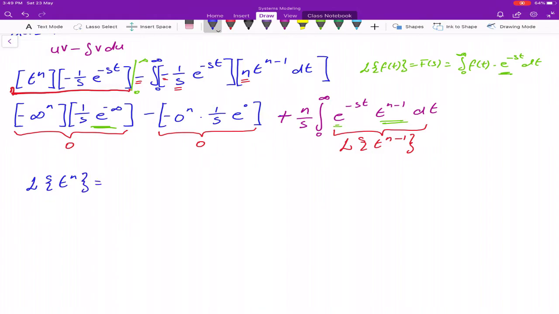It's equal to n over s times the Laplace transform of t to the n minus 1. Okay, now can we say we are done? No, we are not finished. We need to find a general form that we are going to consistently use to find the Laplace transform of any power signal.